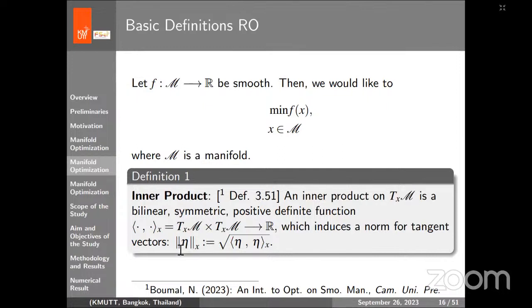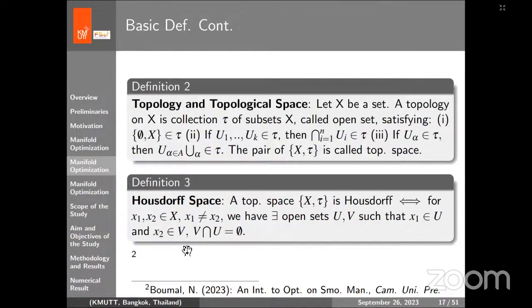This inner product is not... the inner product is given by this, whereby it is unique as far as the structure of the manifold is concerned. Another important concept is that, as we said earlier, a smooth manifold requires the notion of topology and topological spaces.